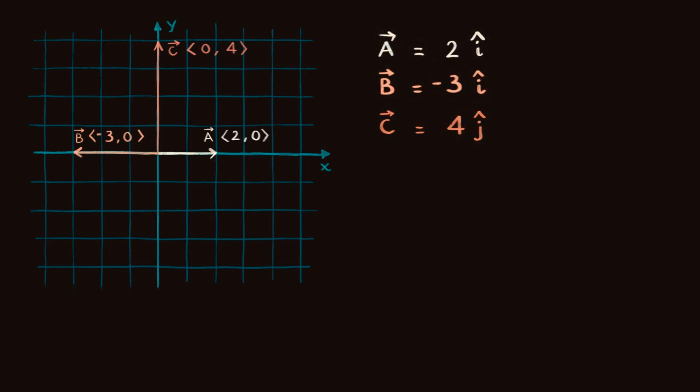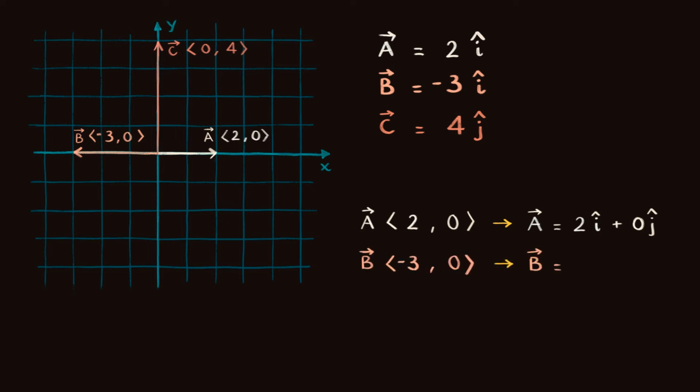After having vector A as (2, 0), we can easily rewrite it as A equals 2i plus 0j. Similarly, from (-3, 0), we can generate B equals -3i plus 0j, and from (0, 4), we can get C equals 0i plus 4j.